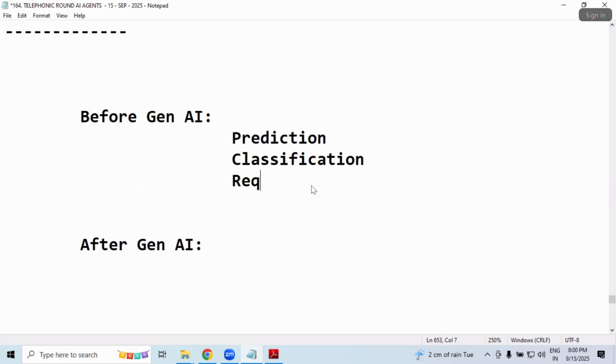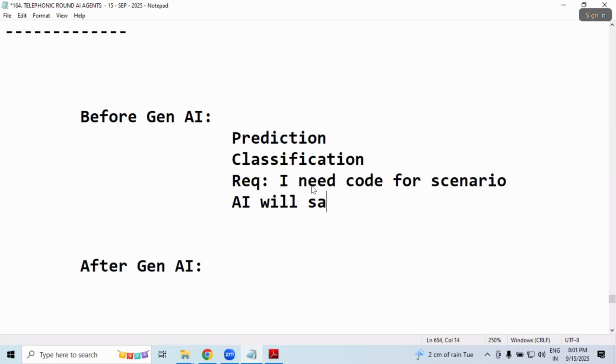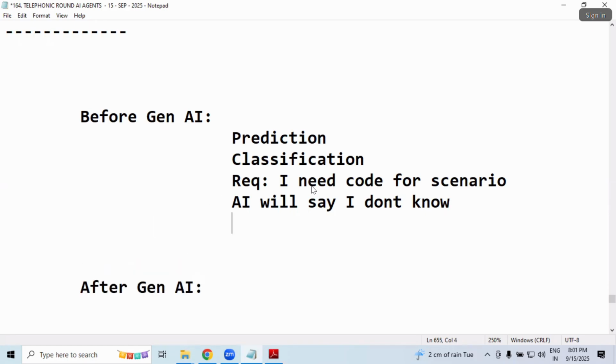Let me take one requirement: I need code for a scenario. AI will say, I don't know. AI knows only prediction and classification. If you ask, I need a for loop example, can you give? AI will tell, no, I'm sorry, that is not my task.